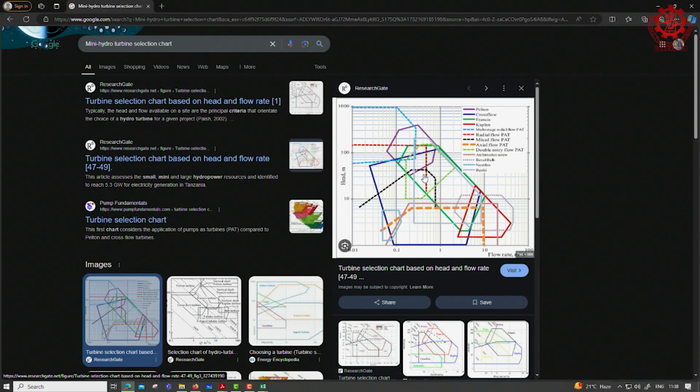Earlier we restricted our discussion to Kaplan, Crossflow, Francis and Pelton and Turbo turbines only, but here they are talking about many other versions that are available, right. There are various other versions. So, we can use that too. We can go to a simpler one if you want.